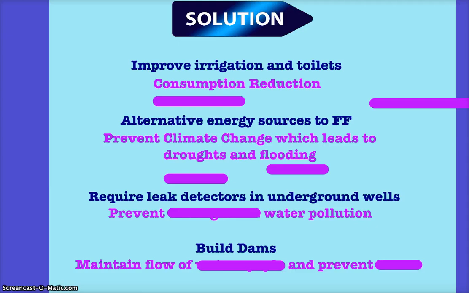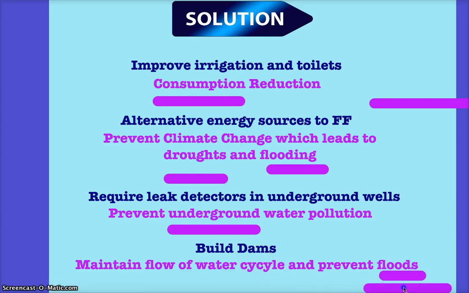Leak detectors for underground wells will prevent what? Good. Aquifer or groundwater pollution. And why would we build dams? Prevent flooding and what else? Yeah, you know, dams will also help restore water, restoring the water cycle, because it helps with the whole process of the water cycle. So it will help with overconsumption or lack of water.